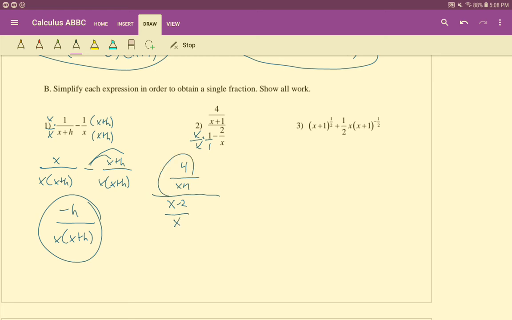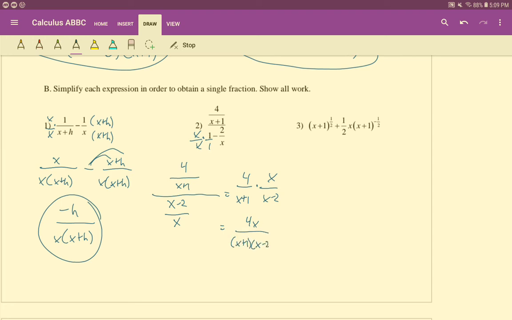Now, we have a fraction divided by a fraction. Is another way to think about this, right? And so instead of dividing by a fraction, what can we do instead? We can multiply by the reciprocal. So instead of dividing by x minus 2 over x, we can multiply by x over x minus 2, like so. And then just multiply together.